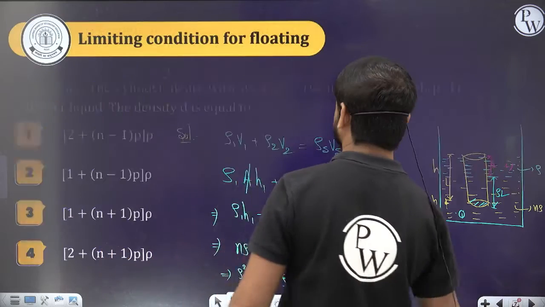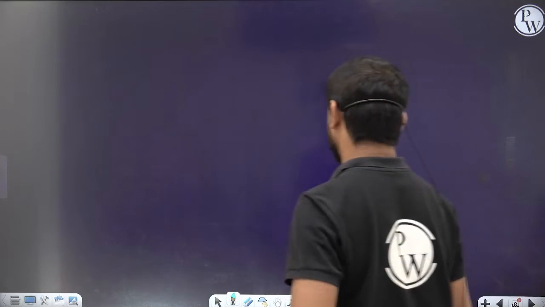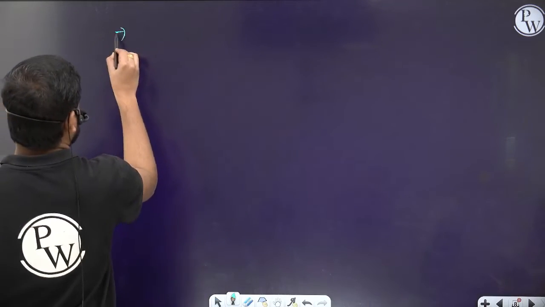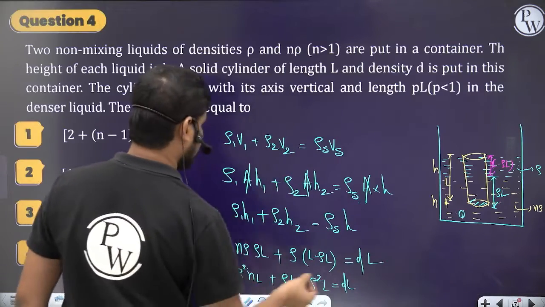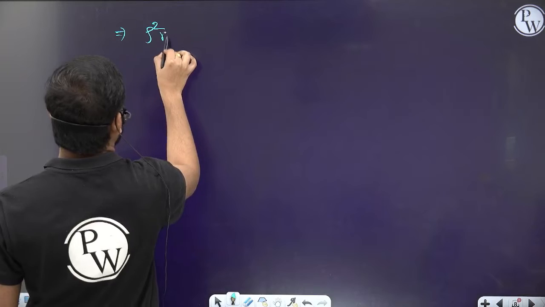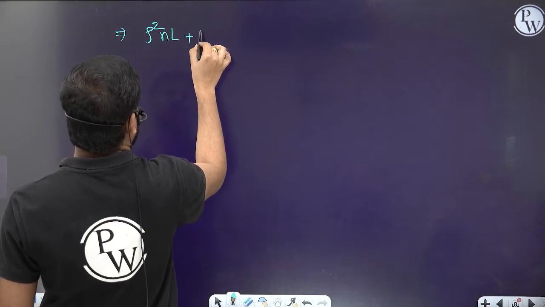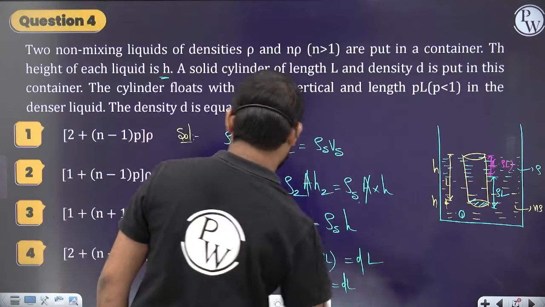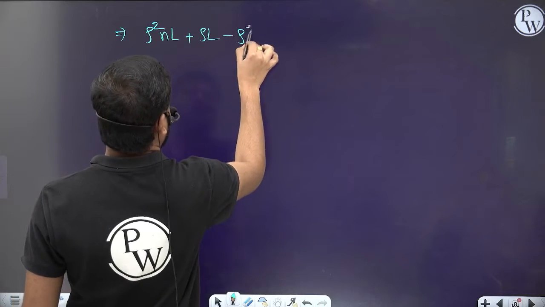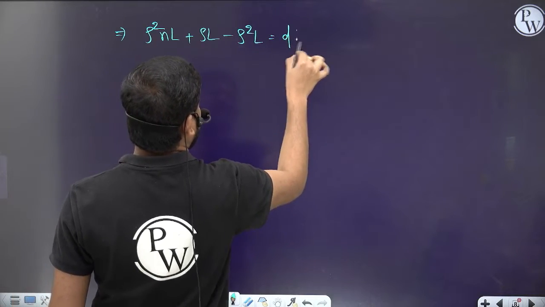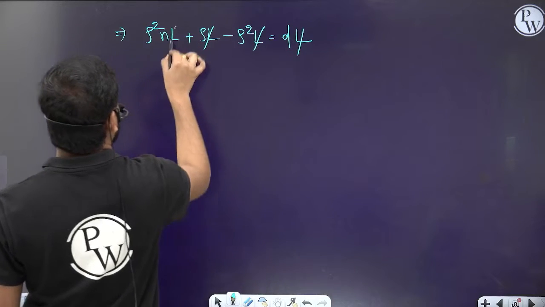So now, do we have another slide? No. See here, again I am writing the condition, the same one. So rho square N L plus rho L minus rho square L is equal to D L. So L gets cancelled.